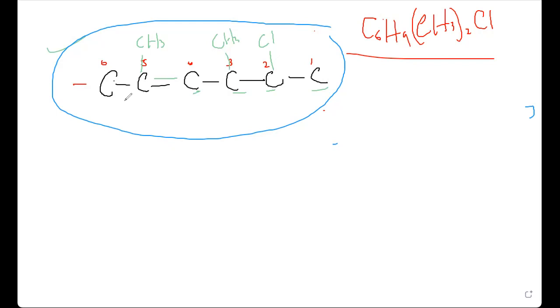Now let's draw the skeletal formula. 1, 2, 3, 4, 5, 6. Okay. At the second carbon, I have, okay, 1, 2, 3, 4, 5, 6. Let me make it a little bigger. Okay. 1, 2, 3, 4, 5, 6. Okay. First, you can draw the double bond. I'm just changing the color so that you could see this one, and this one.